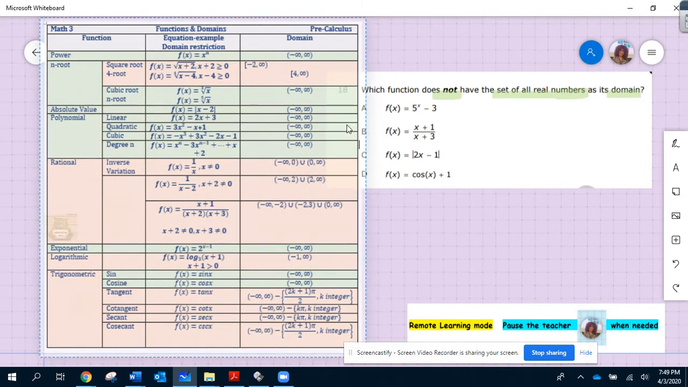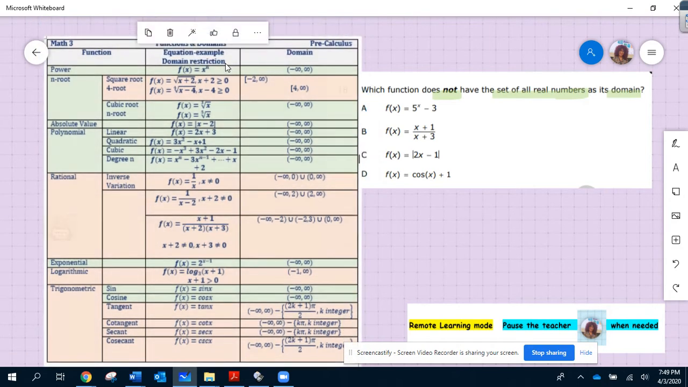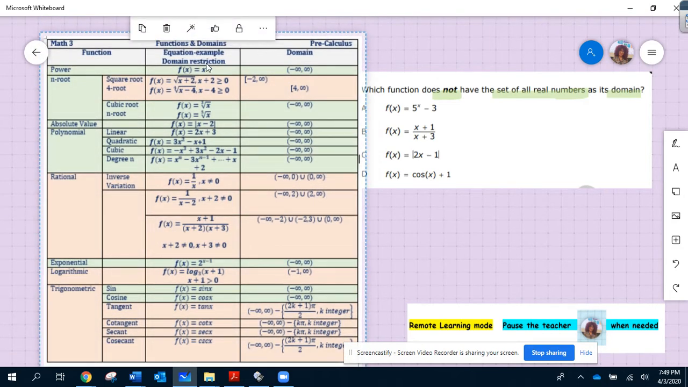What is the idea of this poster for our problem? If you look here, I emphasized with green color the functions that have all the real numbers as their domain. So this type of function does not have any restrictions. Where does domain restriction apply then? Domain restriction applies to a few functions: the square root function, inverse variation rational functions, logarithmic functions, and a part of the trigonometric functions.